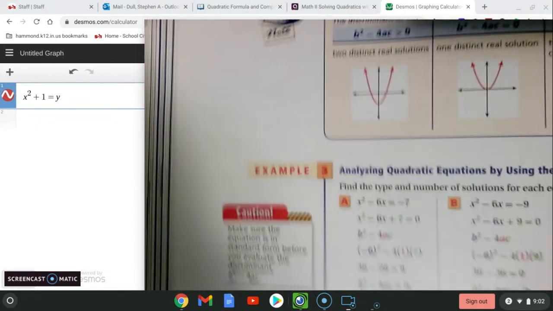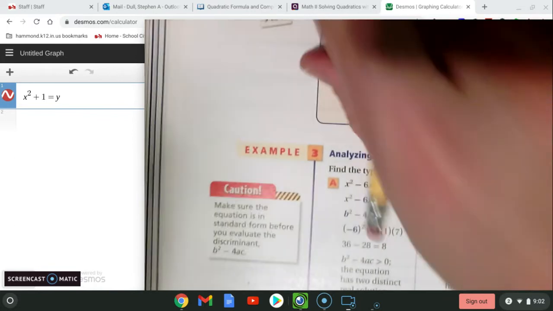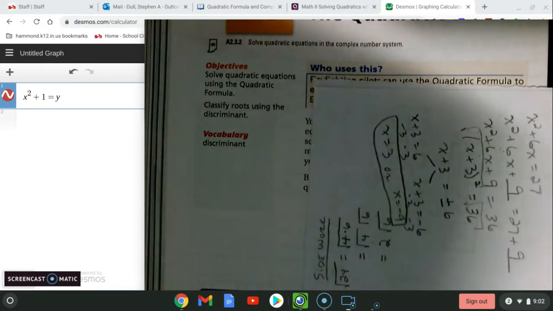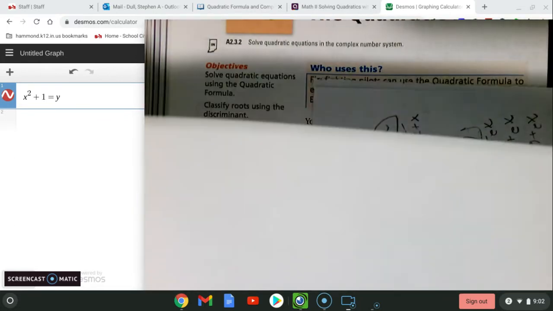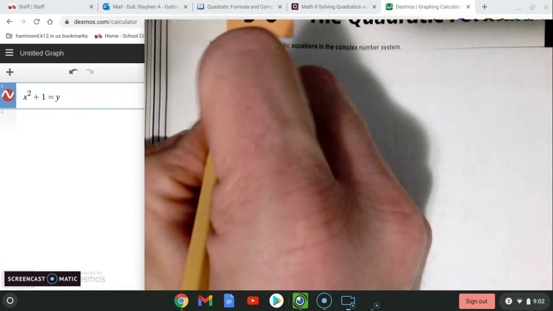Let's jump on ahead and take a look at what happens when we try to solve some quadratics that have imaginary solutions.